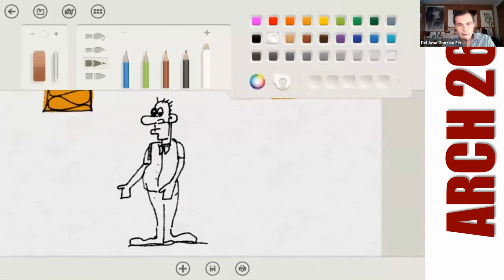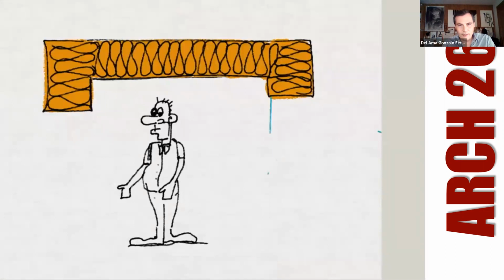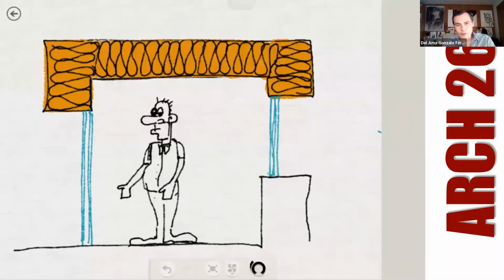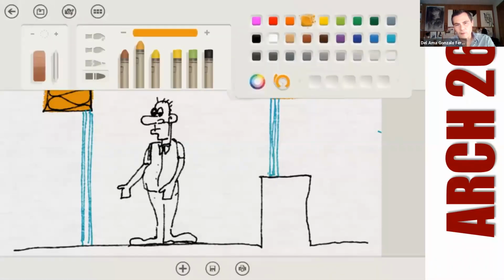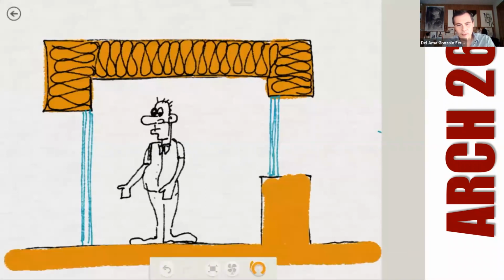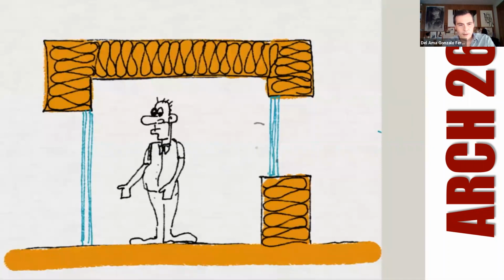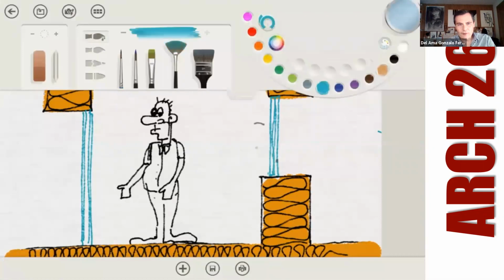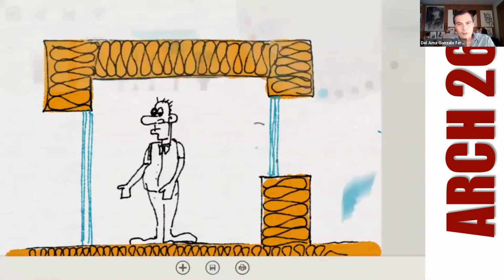Windows are transparent elements. We need them because we need natural light, we need natural ventilation. But when it comes to thermal insulation, windows are the weakest point of the thermal envelope. We have to be careful with that. And then we have the walls, and finally, this is the floor. There you go. Okay, as I told you, we have transparent and we have non-transparent elements.